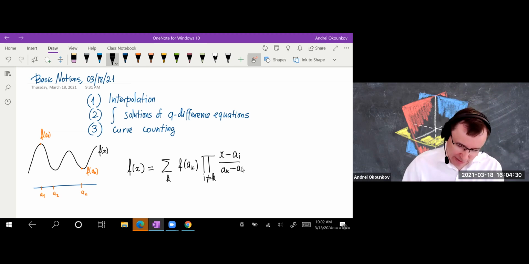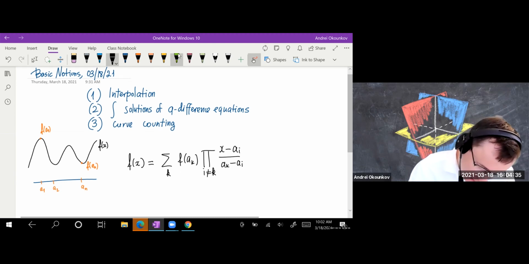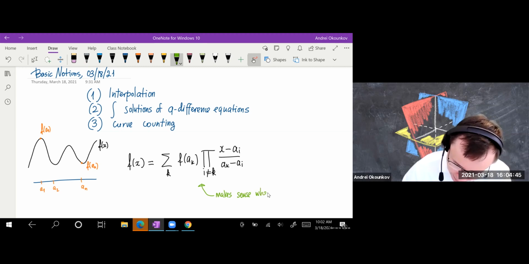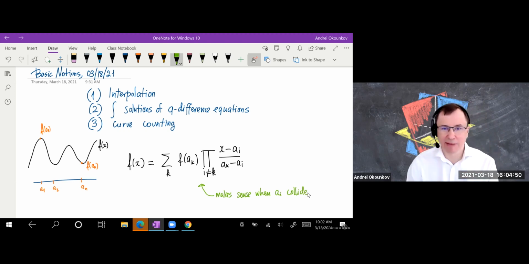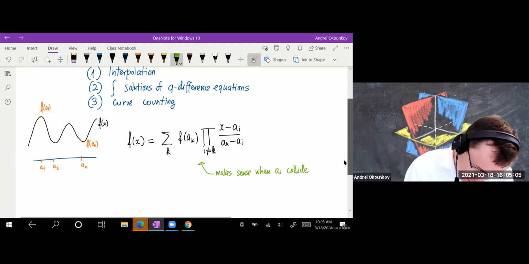So there are two remarks about this formula. First, this also makes sense when the ai collide. So if some of them come together, then this formula actually has a good limit, and this means interpolating not just the values but also derivatives and so on and so forth. So in other words, this really is an extension.